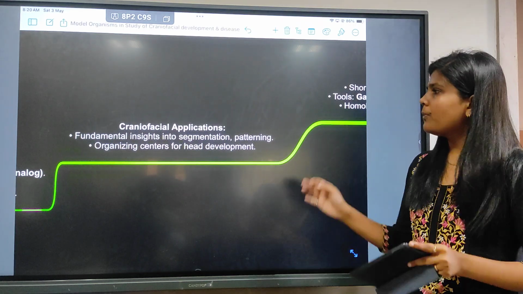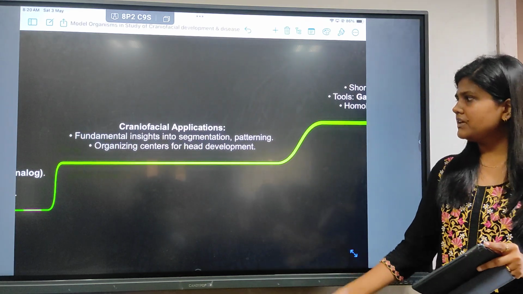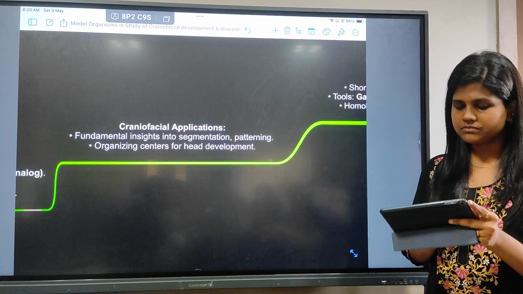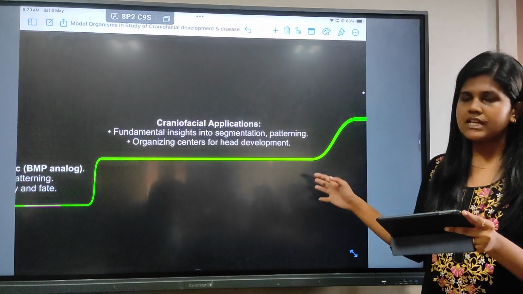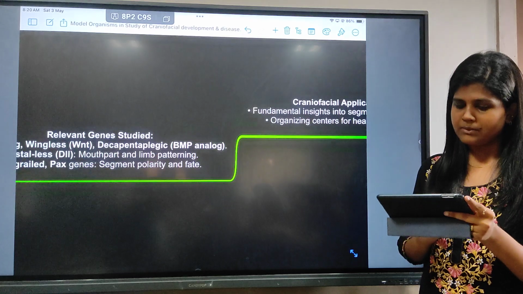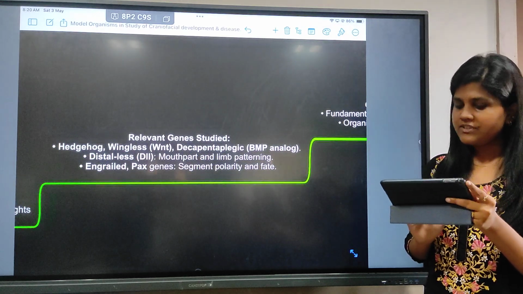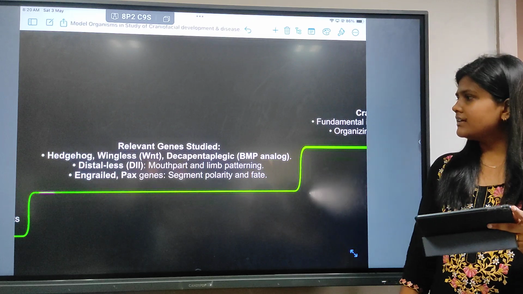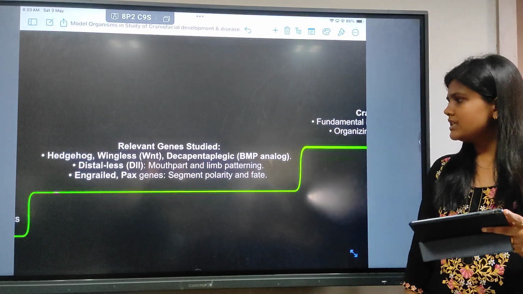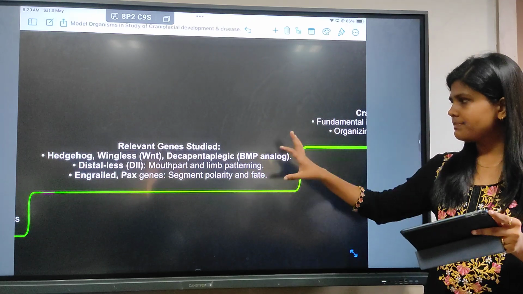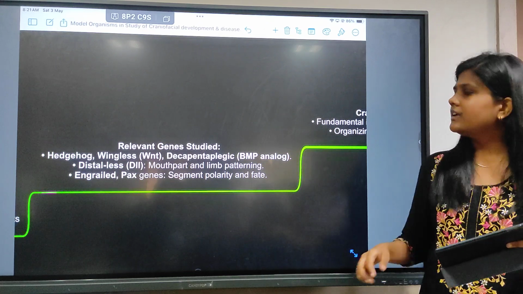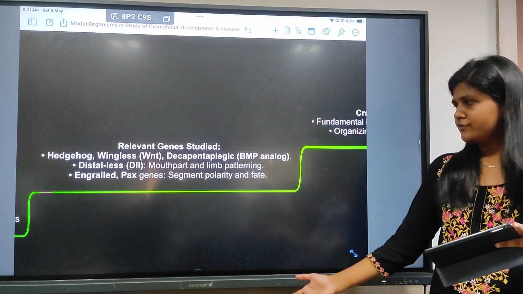It actually provides fundamental insights into the segmentation and patterning, and organizing centers for head development. So if you're interested in these areas, you go for this particular animal model. The relevant genes which are studied are hedgehog, wingless, distal-less and engrailed, and pax genes. Each of these has a specific role in limb patterning, mouth part formation, segment polarity, and determining the fate of organ formation.